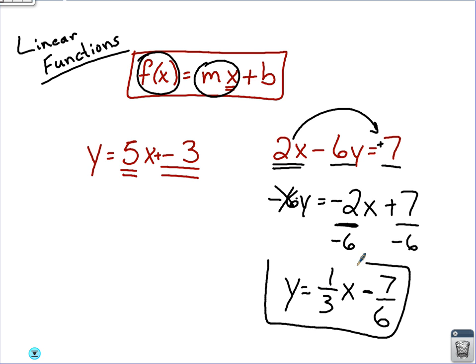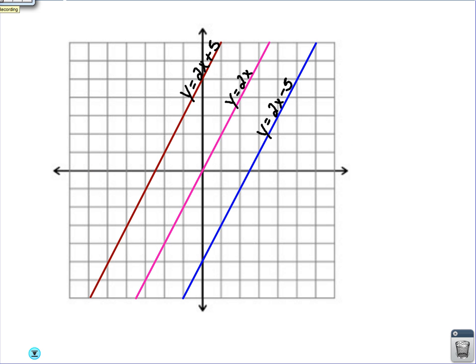So what we've actually done is we've gotten this equation, which we'll learn later on is in standard form. We've taken it from this form and we've written it in the basic form of a linear equation. So in the place of an m, notice I have a 1/3. And in the place of this b out here, I have a negative 7/6. Okay, next up we're going to explore what's special about that m and b.